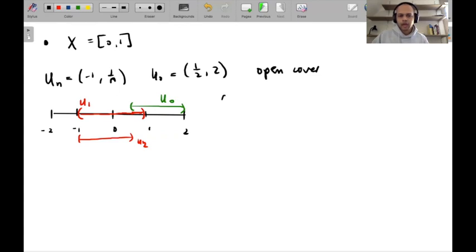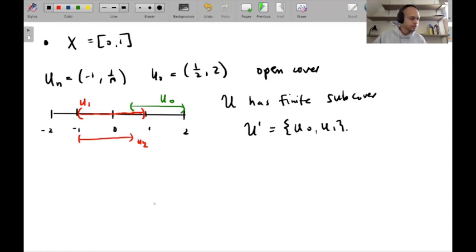Right, so the thing I want to point out here is that U has a finite subcover, namely U prime is U_0, U_1, because I've already pictured that here. U_0 and U_1 do cover the closed interval.